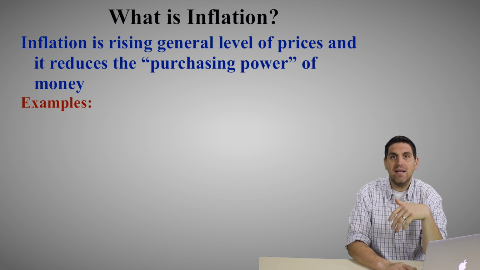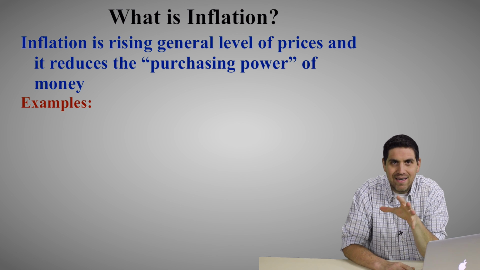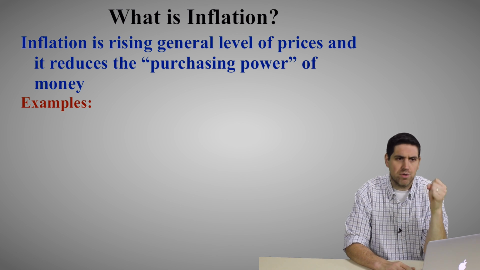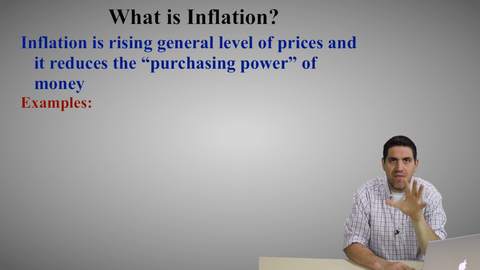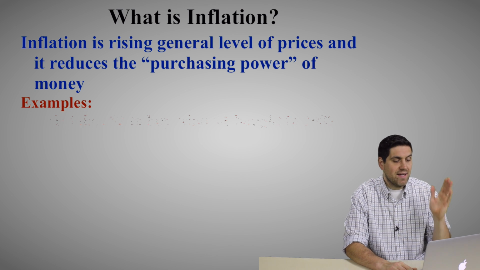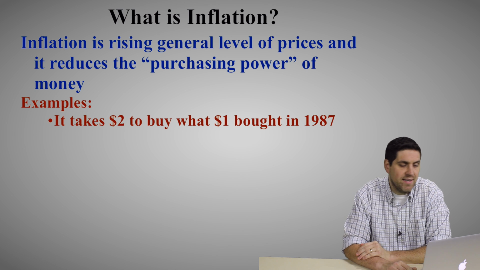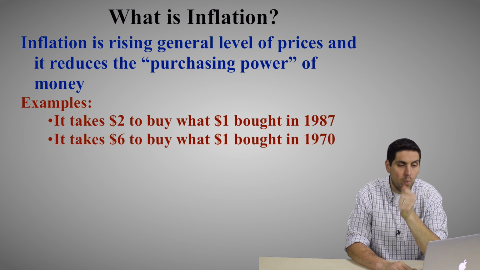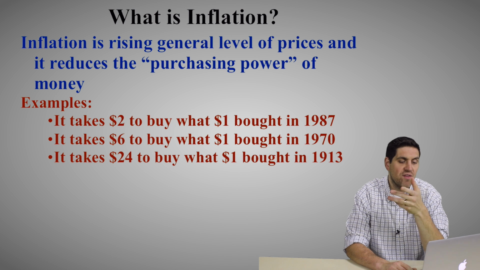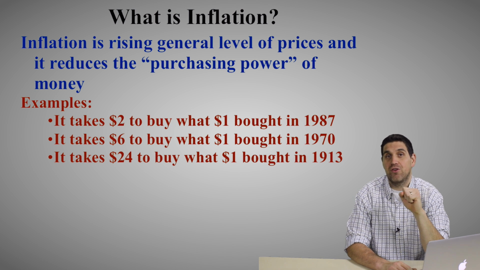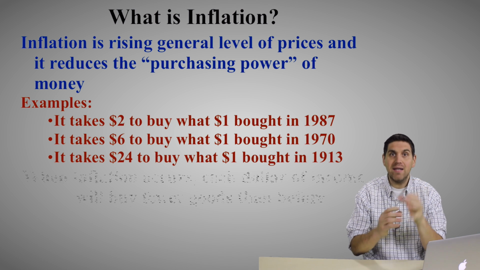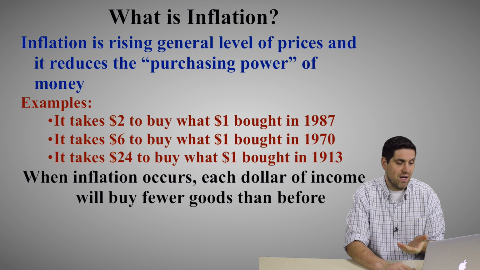Inflation is the idea that prices rise over time. And you know the idea, right? Your grandpa says, oh, when I was a kid, movies were only 10 cents. Okay, thanks, Grandpa. So some examples here. It takes $2 to buy what $1 bought in 1987. It takes $6 to buy what $1 bought in the 1970s, and $24 to buy what $1 bought in 1913. So you can see the prices have changed over time. That's the idea of inflation.